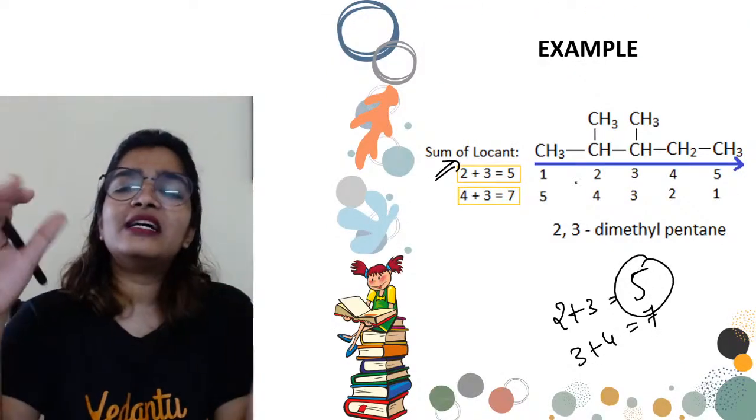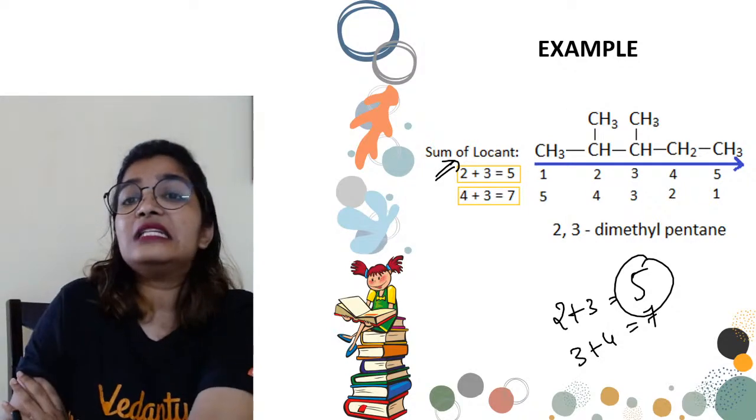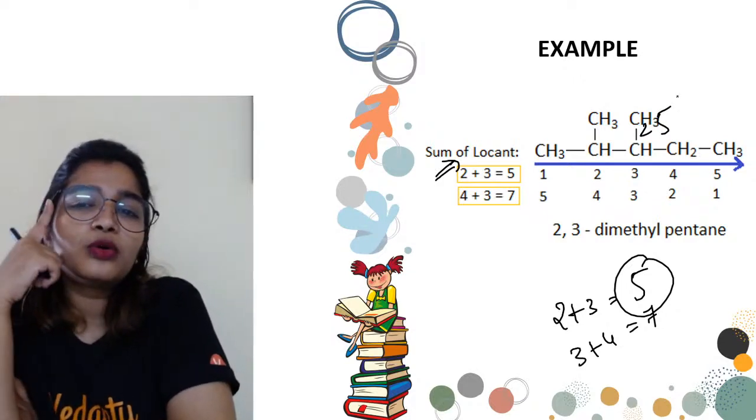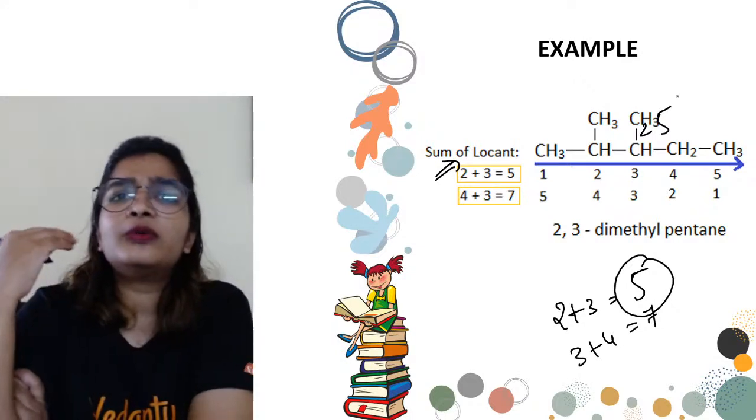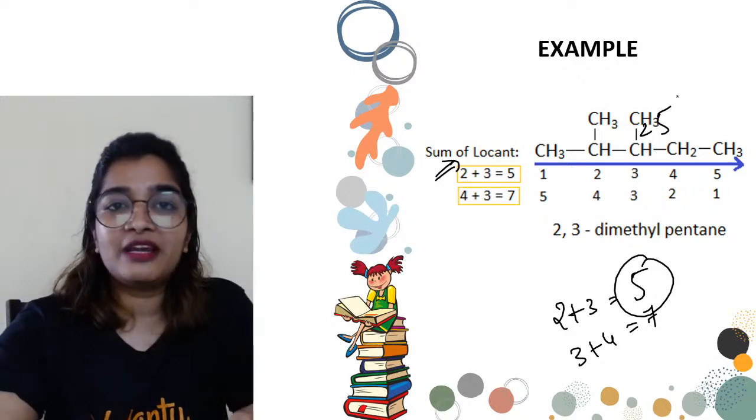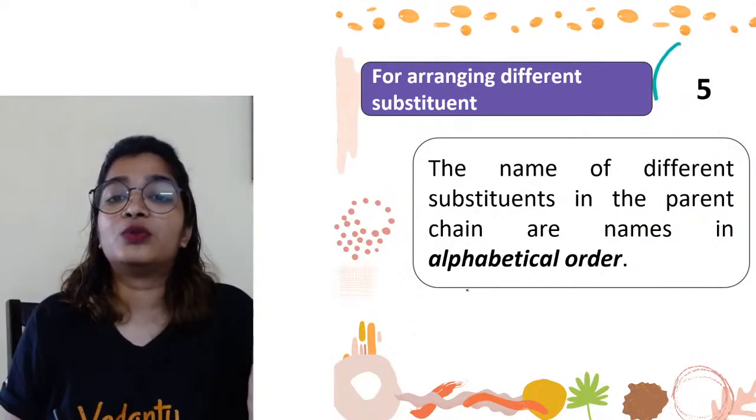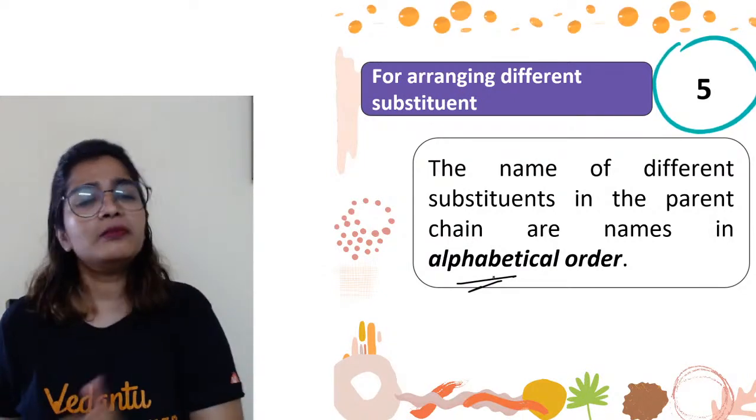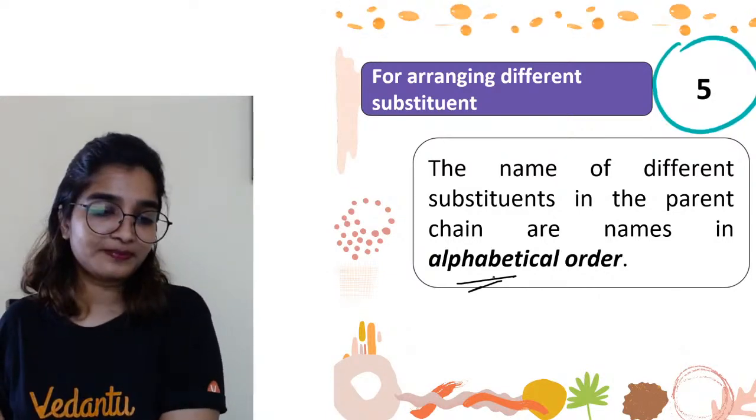Now, here you had methyl, so we just wrote 2,3-dimethyl pentane. But what if I had a C2H5 group? So should I write methyl first or ethyl first? Should I go with the number of carbon atoms or should I go in alphabetical order? Please remember this, whenever there is more than one different substituent, you should always follow alphabetical order. That is, E comes before M. So write ethyl, methyl and whatever the root word.